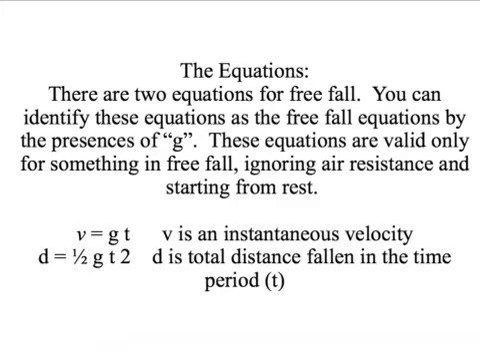So there are two equations for freefall. You can identify these equations as the freefall equations by the presence of small g, the acceleration due to gravity. These equations are valid only for something in freefall, ignoring air resistance and starting from rest. And the two equations are v equals gt, where v is an instantaneous velocity, and d equals 1/2 gt squared, where d is the total distance fallen in the time period t.